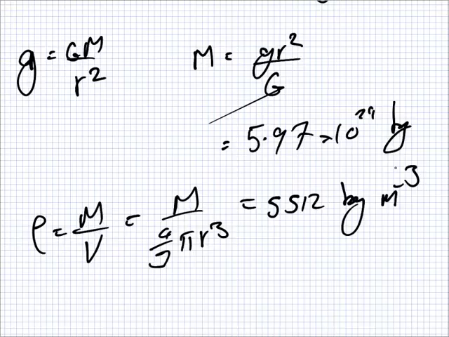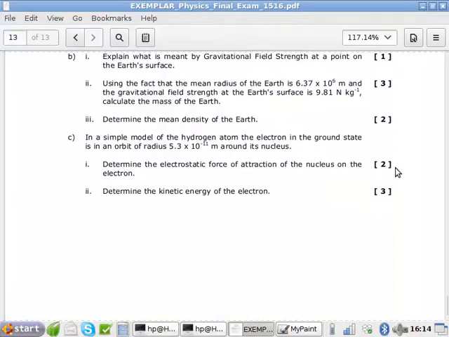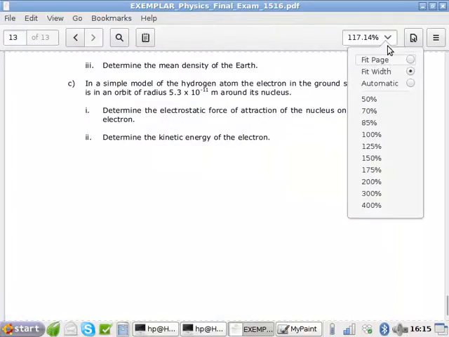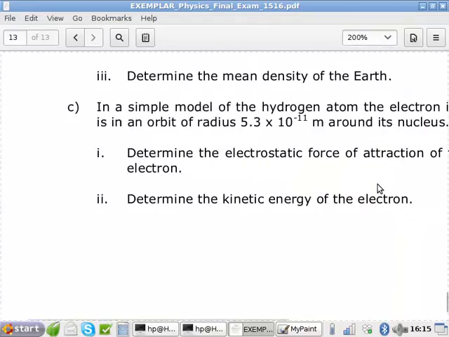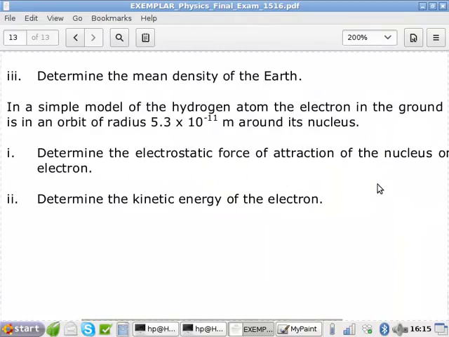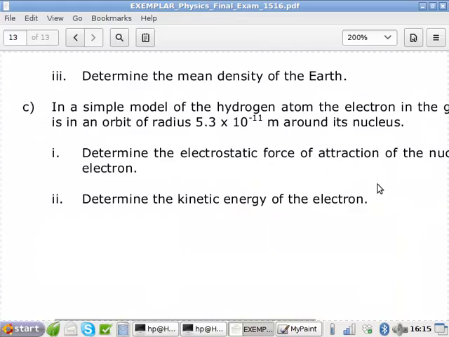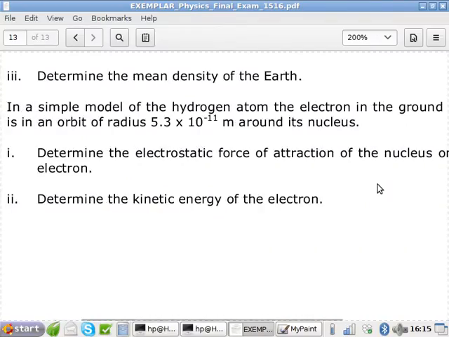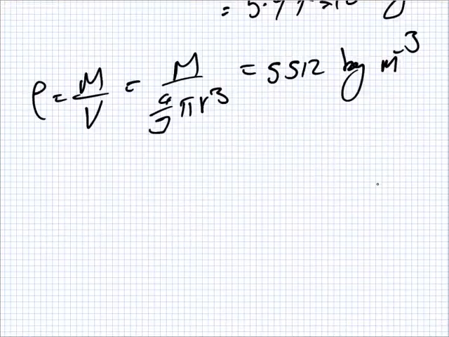Right, it is correct. Now, are we on to the C part? Yeah? So what is so hard about the C part here? In a simple model of hydrogen, the electron is in the ground state in an orbit of 5.3 times 10 to the minus 11. Determine the force between the nucleus and the electron, and the kinetic energy.